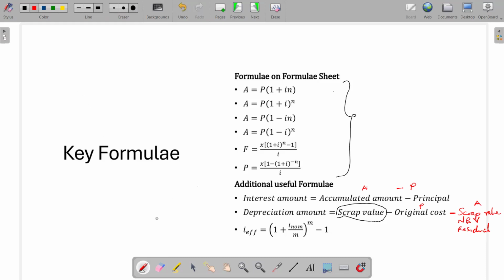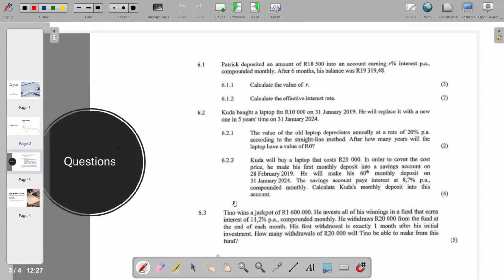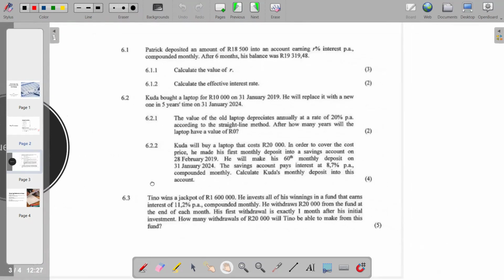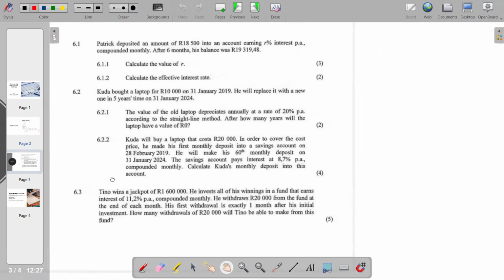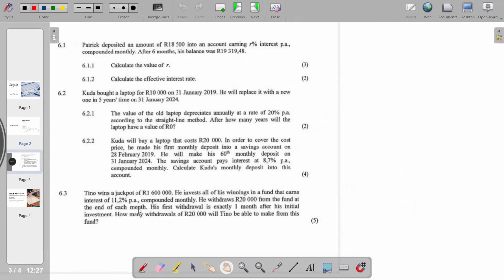So with that, we are now going to do some questions. So we are now having a question there. If we check the question here, you are told 6.1. We are told that Patrick deposited an amount of 18,500 into an account earning R% interest per annum compounded monthly. After 6 months, his balance was that. They wanted us to calculate R.